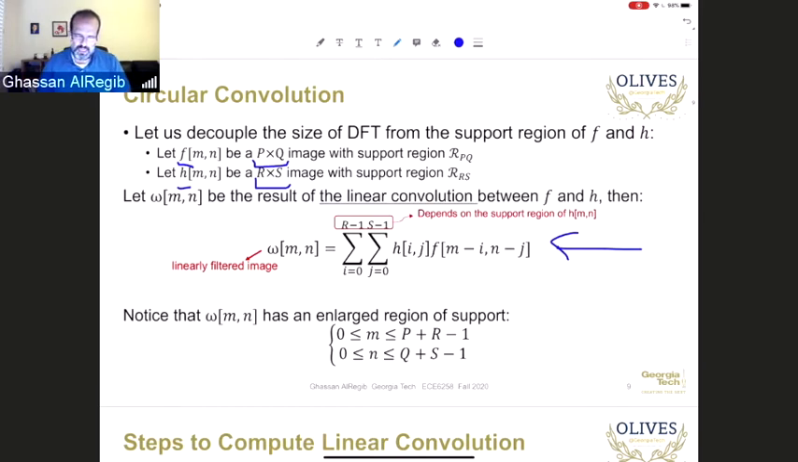So this is a linear convolution between H and F. That's what we always want, right? That's the ultimate goal. And then we know the dimensionality of W, it will be extended, it will be larger than the input F and H. And this is the dimensionality of W, right?